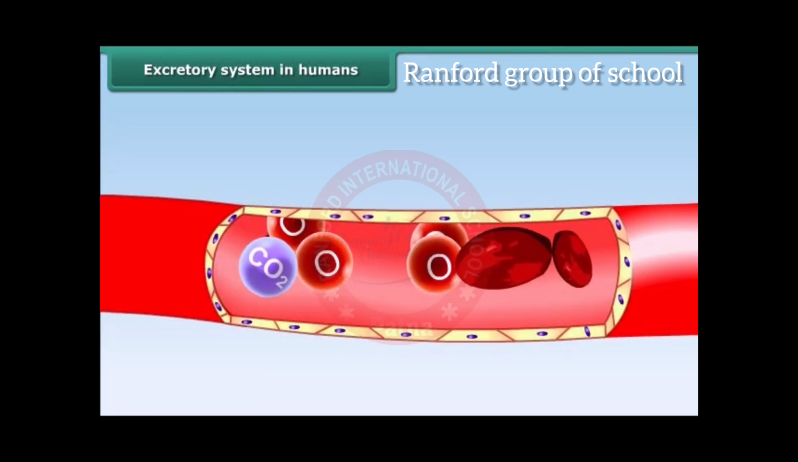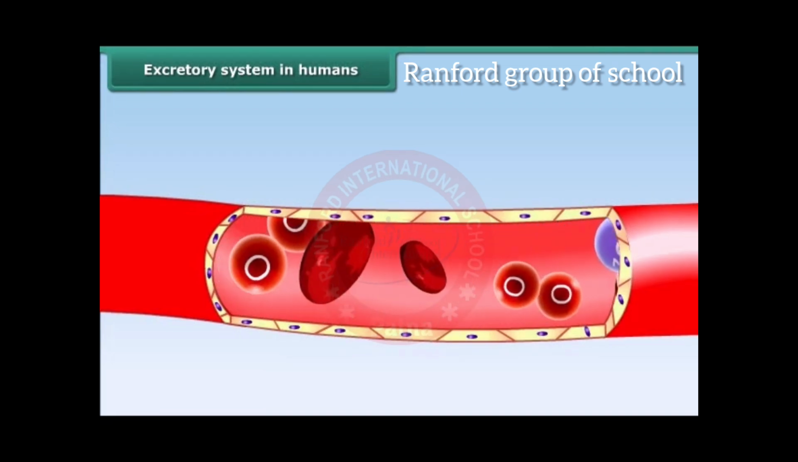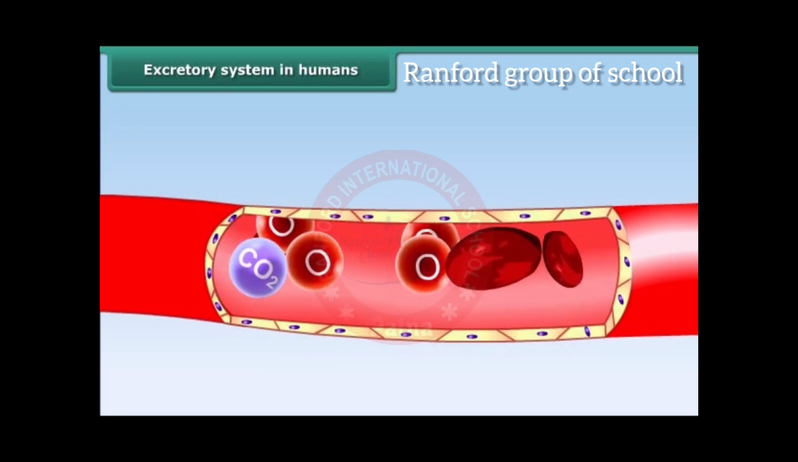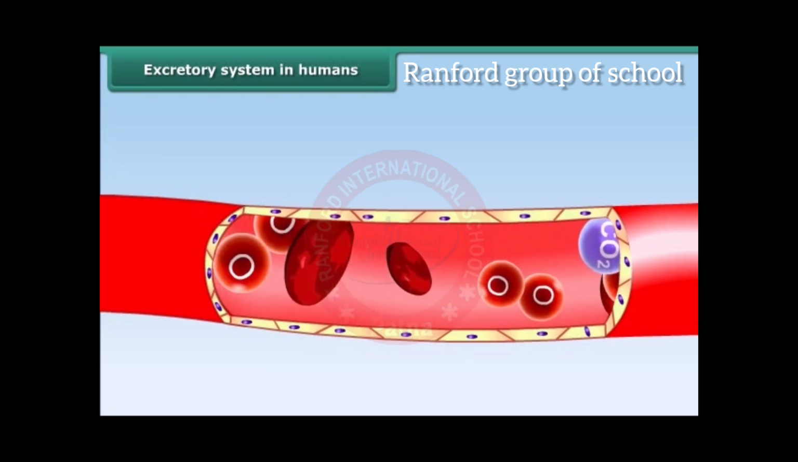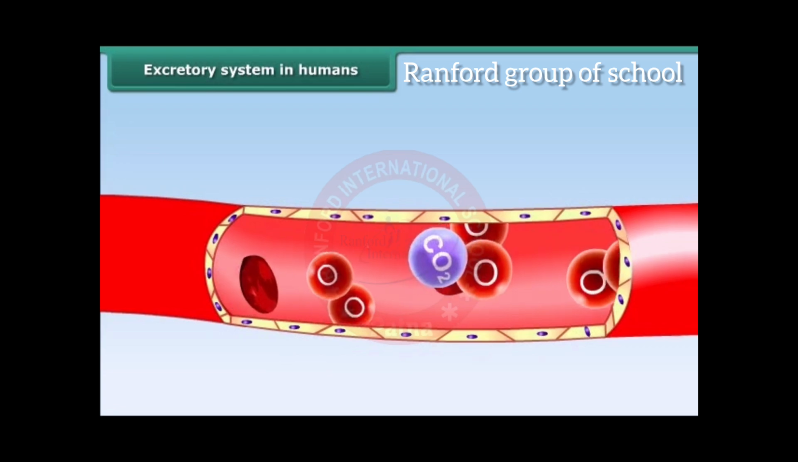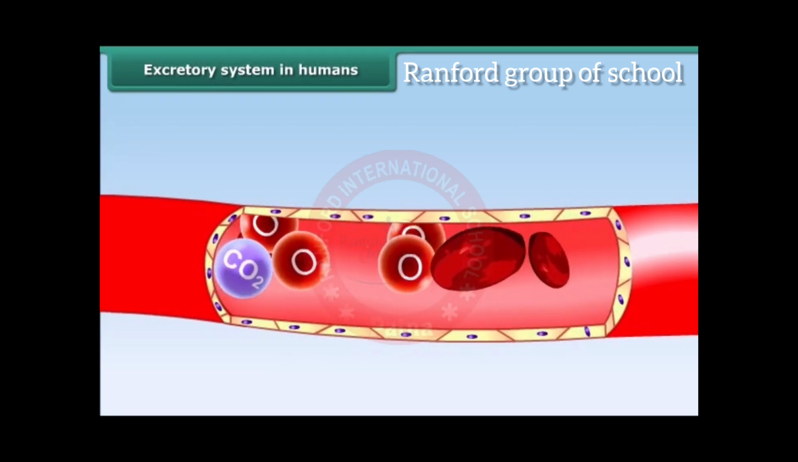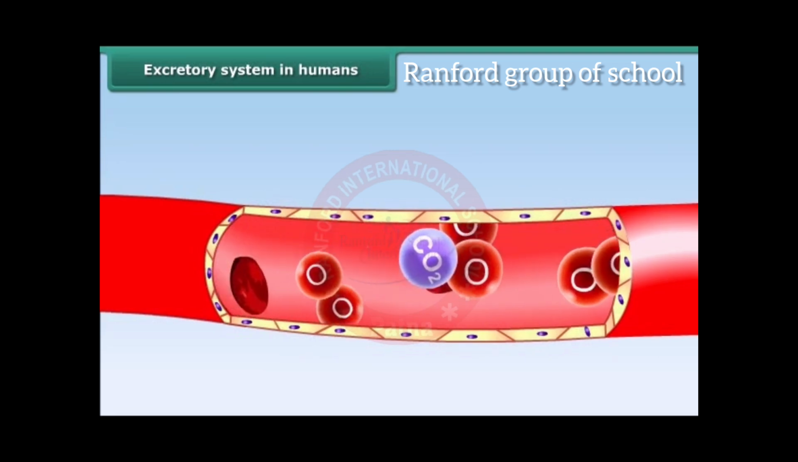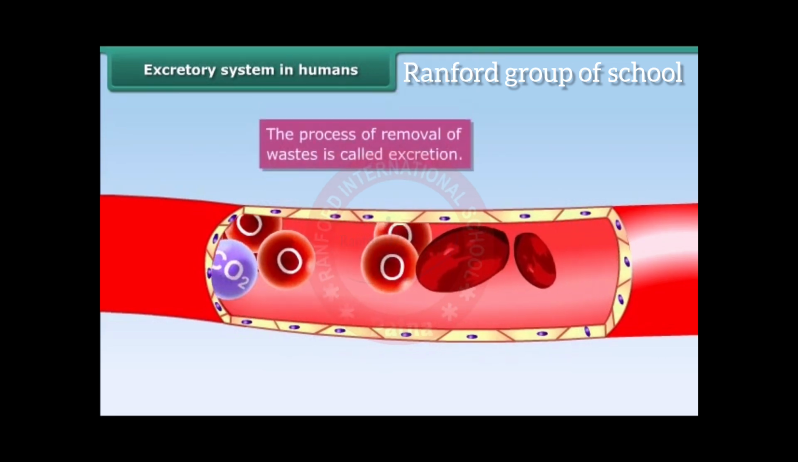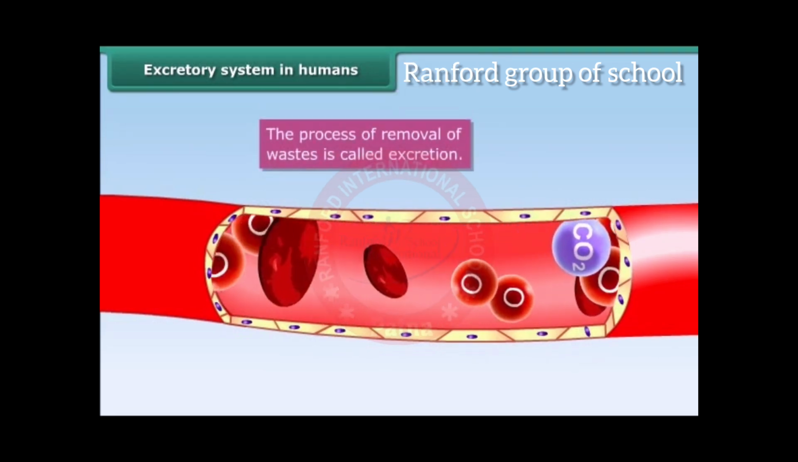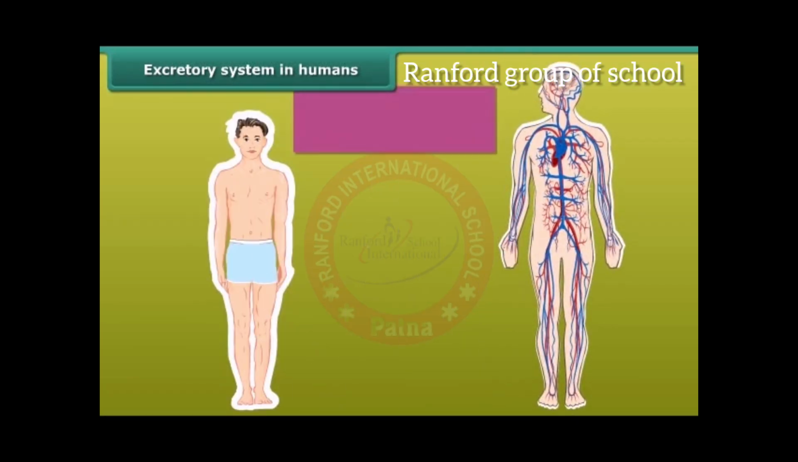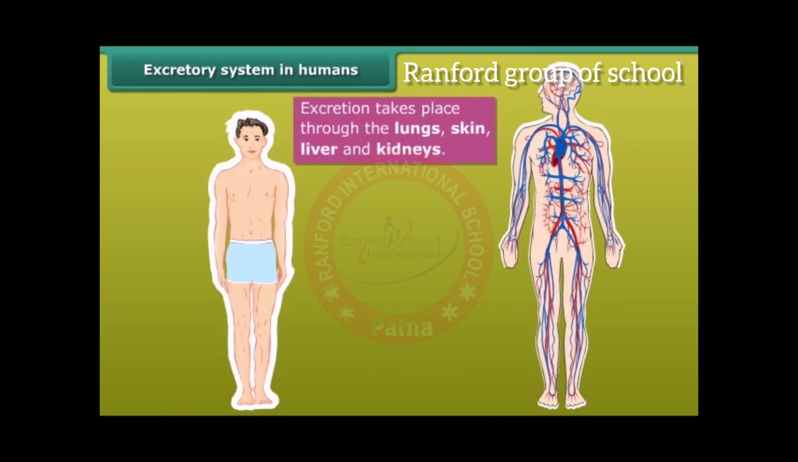You just learned that blood collects waste from different parts of the body. These wastes are carbon dioxide, water, salt, urea, and uric acid. They are the result of the metabolic activities of the body. Since they are toxic, they must be removed from the body. The process of removal of wastes resulting from metabolism is called excretion. Excretion takes place through the lungs, skin, liver, and kidneys.